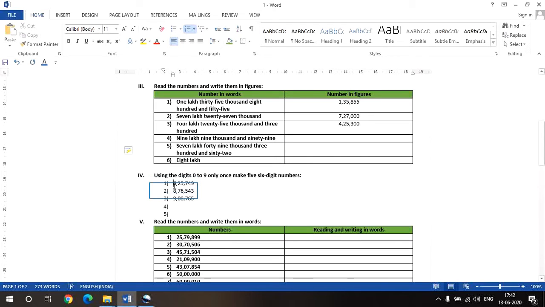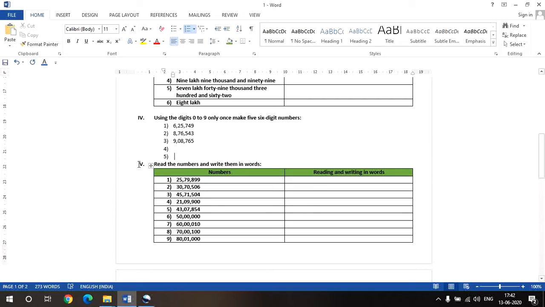I have written 6-digit numbers over here. If you count 625,749, 876,543, that is 8,76,543, and 9,08,765. Remaining 2 numbers you will have to fill for yourself.